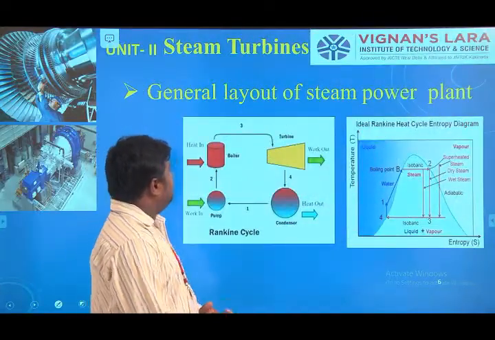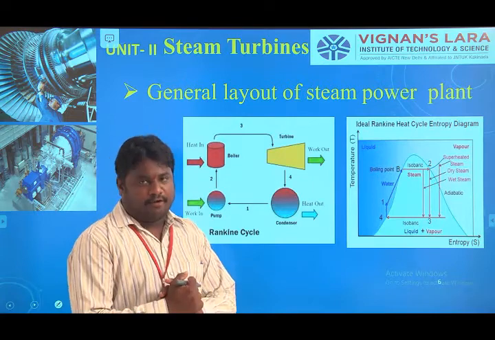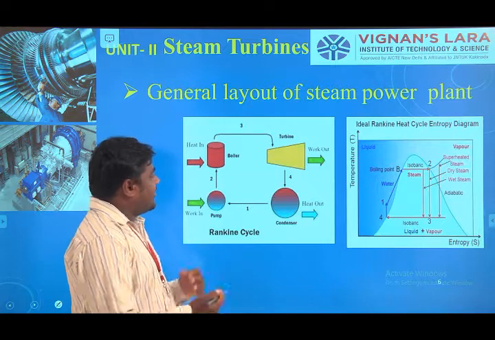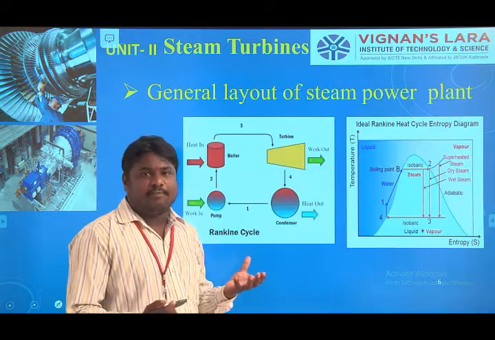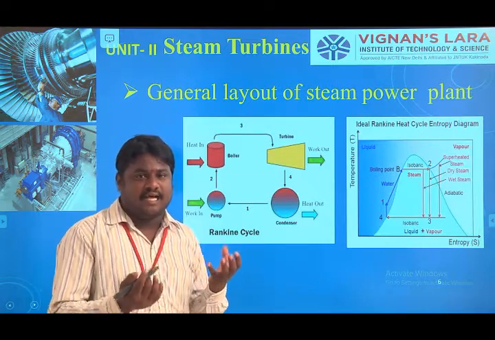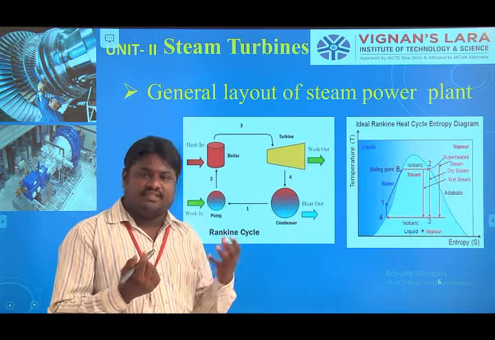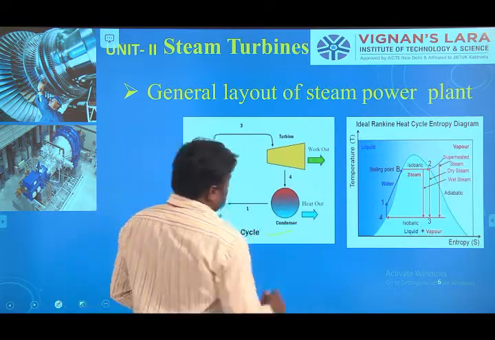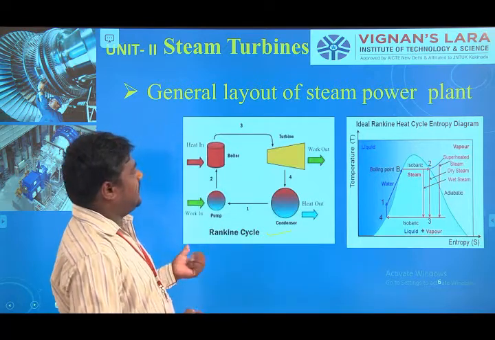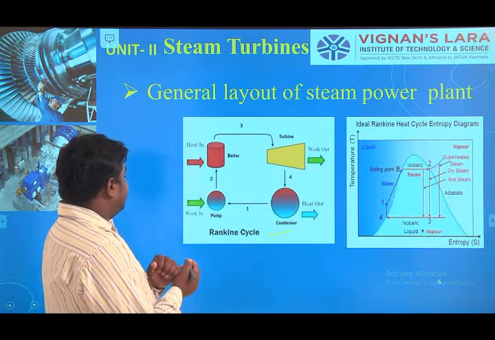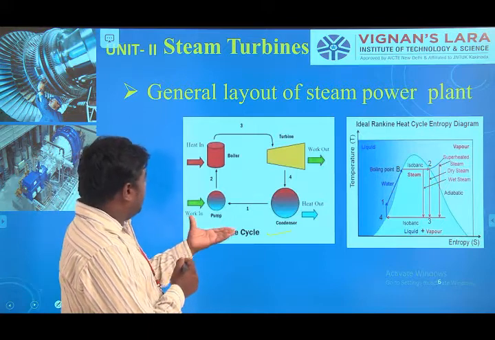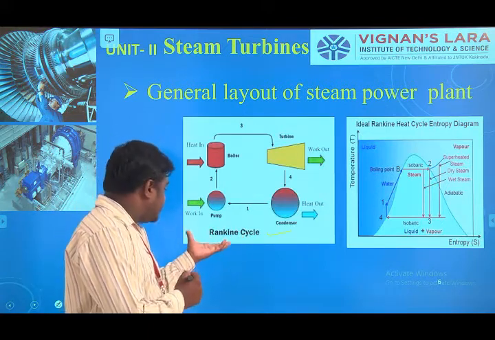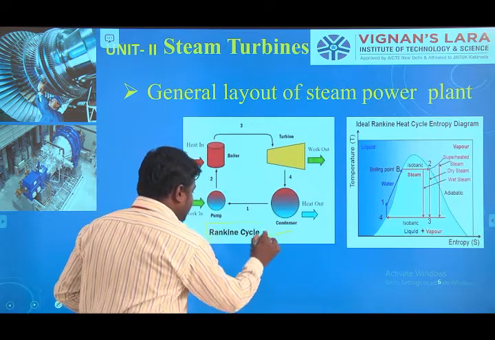So this is the general layout of a steam power plant. In steam power plants we mostly use the Rankine cycle. That's why we have taken the Rankine cycle systematic layout. This is the general layout of a steam power plant, exactly the Rankine cycle.